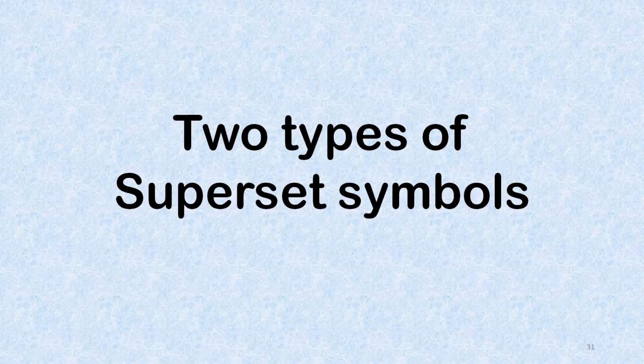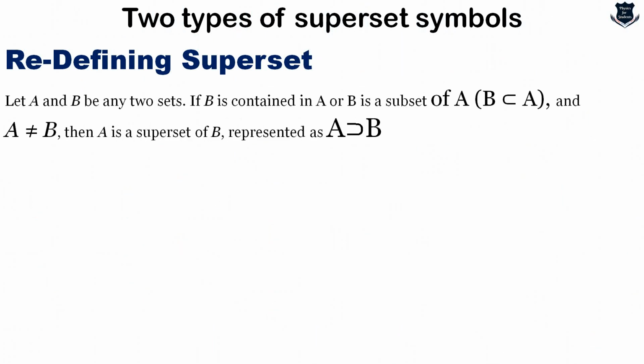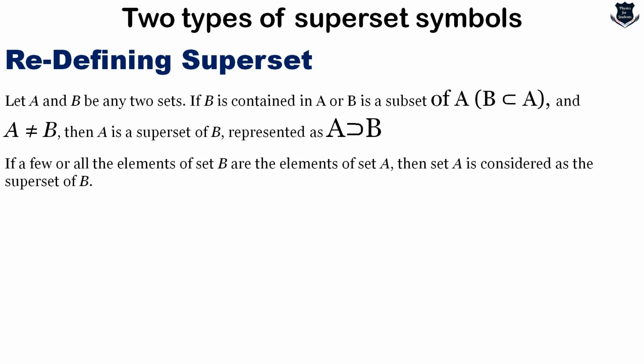Okay. We use two types of superset symbols over here, and I would like to tell you. So this is something like A and B of any sets. B is contained in A. This is how it comes. And if A is not equal to B, then obviously it is a superset. Now, if a few or all the elements of set B are the elements of set A, then A is considered as a superset of B.